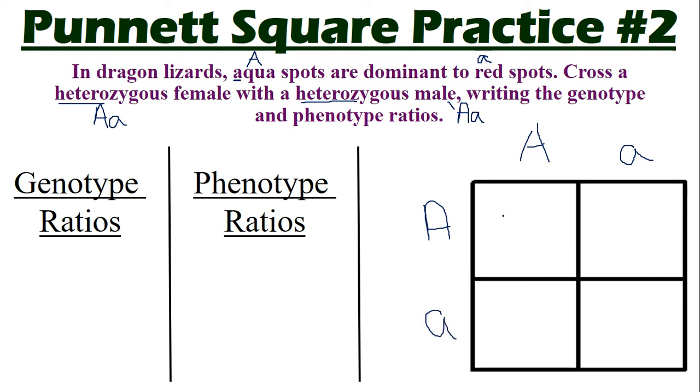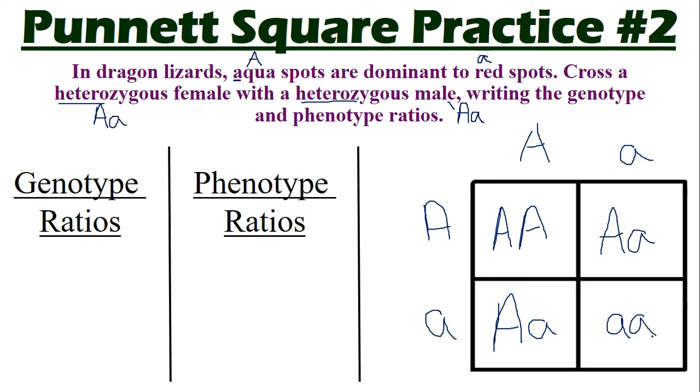In this first box, capital A comes over, capital A comes down, capital A, capital A. In this box, it would be capital A, lowercase a over, A down. This last one, A down, A over, capital A, lowercase a. The last box, lowercase a down, lowercase a over, lowercase a, lowercase a. So we filled in the Punnett square.